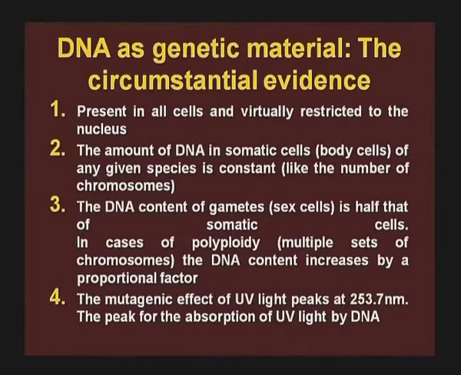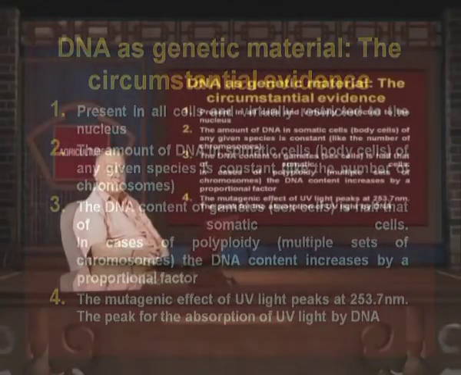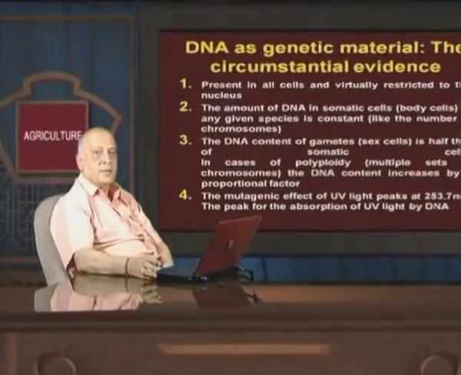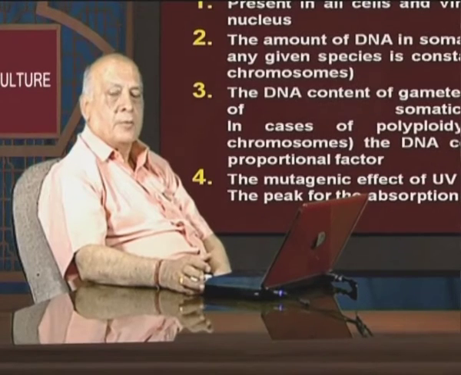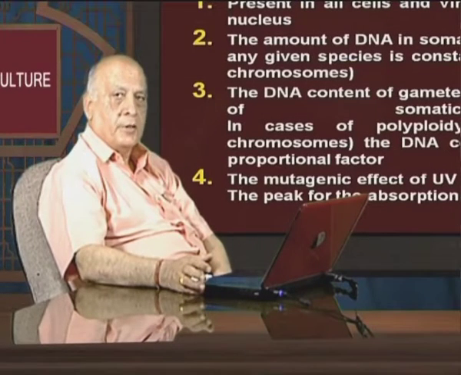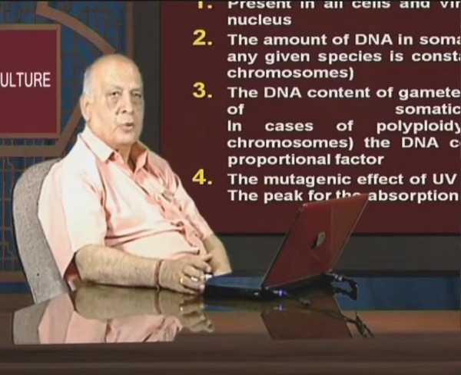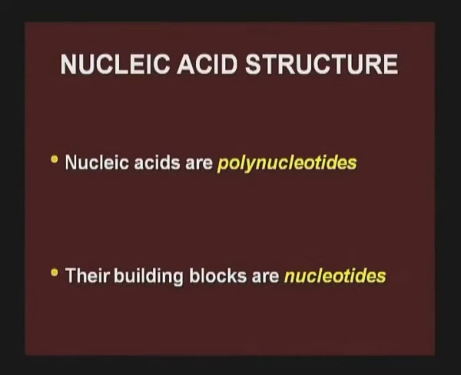and the DNA content increases by a proportional factor, and the mutagenic effect of UV light peaks at 253.7 nanometer, the peak for the absorption of UV light by the DNA. These are the circumstantial evidences which suggest that DNA is the genetic material, and we should also recall from our knowledge beginning from that of Mendelian genetics to the chromosomal theory to the cell division and to the chromosome structure and function, that it is the DNA which is found in chromosomes, and therefore DNA is the genetic material.